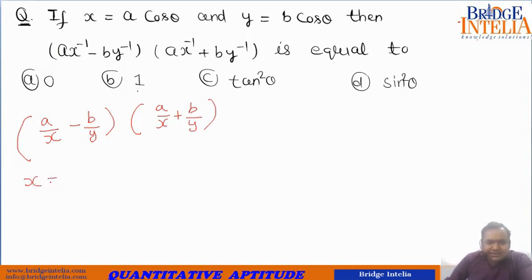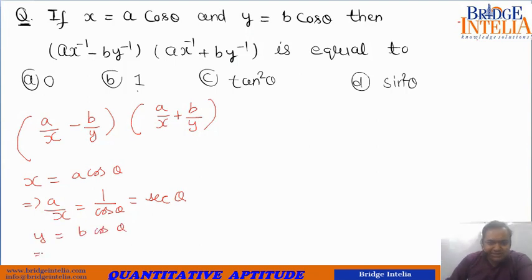So x is equal to a cos theta. From here I can say that a by x is equal to 1 by cos theta, which can be written as sec theta. Similarly, b by y. It is given to us that y is equal to b cos theta. So from here I can say that b by y is again equal to 1 by cos theta, which is again sec theta. So a by x is equal to b by y is equal to sec theta.